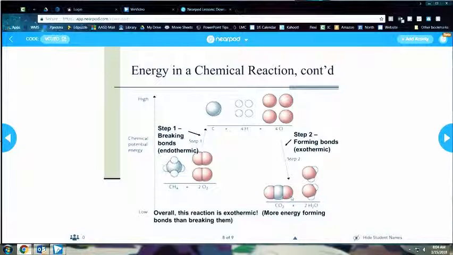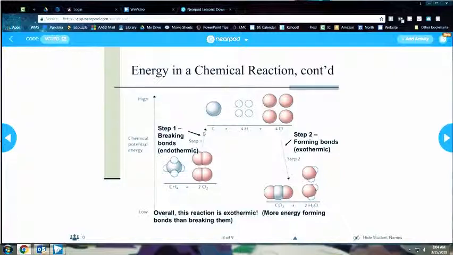And so what we do is we just compare step 1, breaking the bonds apart, to step 2, forming the new bonds. Whatever one is greater is going to be the overall type of reaction. Step 1 and step 2 are part of every single chemical reaction. It's just to figure out the overall energy, we have to just compare step 1 to step 2.